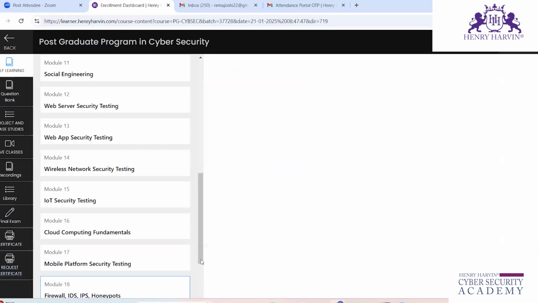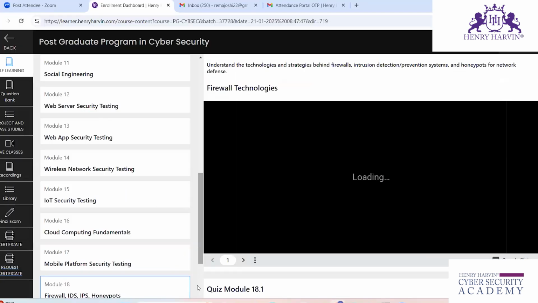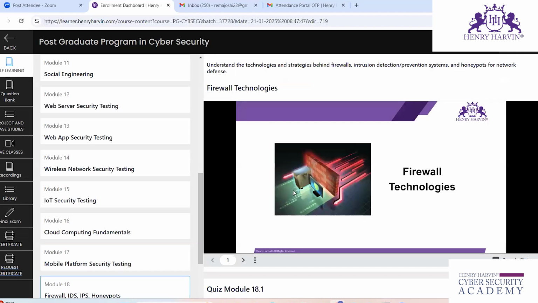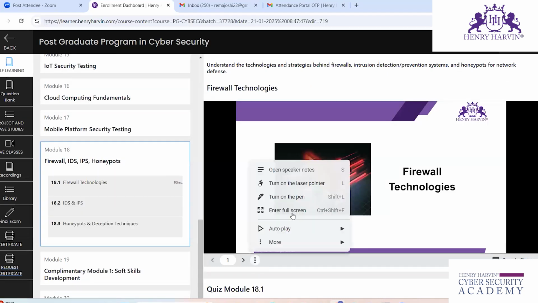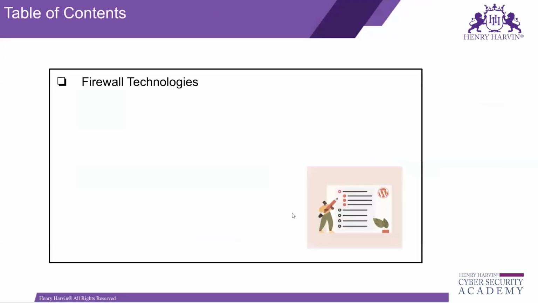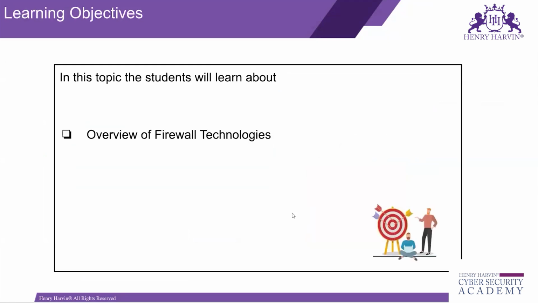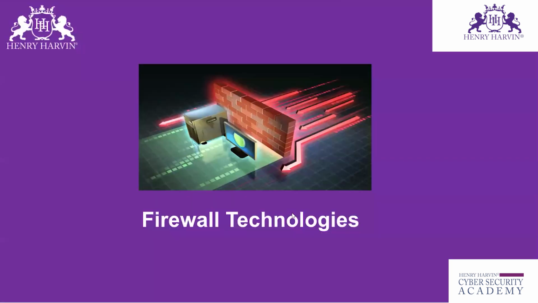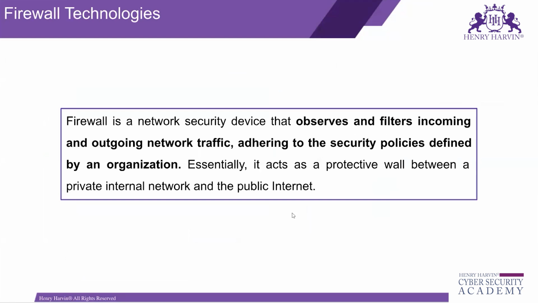Now I am talking about the firewall and all. When you are talking about the firewall, you can see here. Firewall is a device which is allowing and denying the incoming and outgoing traffic. Firewall technologies: overview of firewall technology. A firewall is a network device that observes and filters incoming and outgoing network traffic, adhering to the security policies.